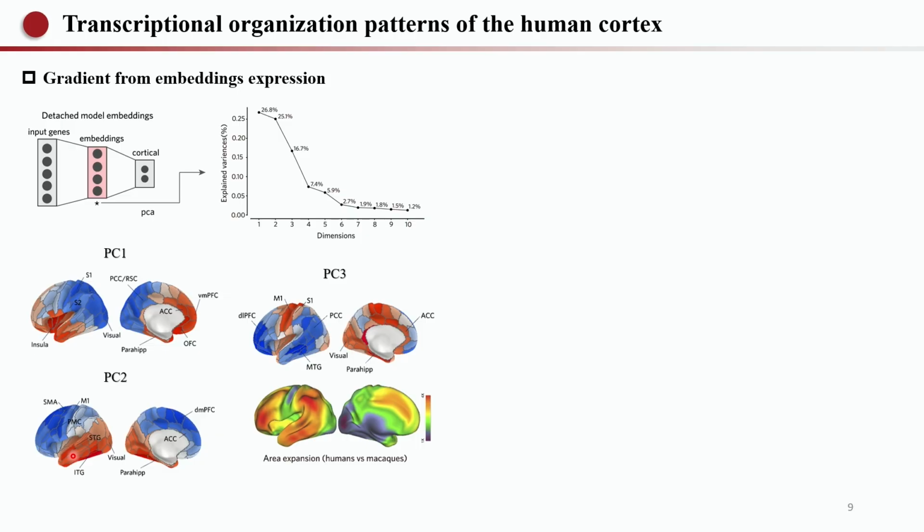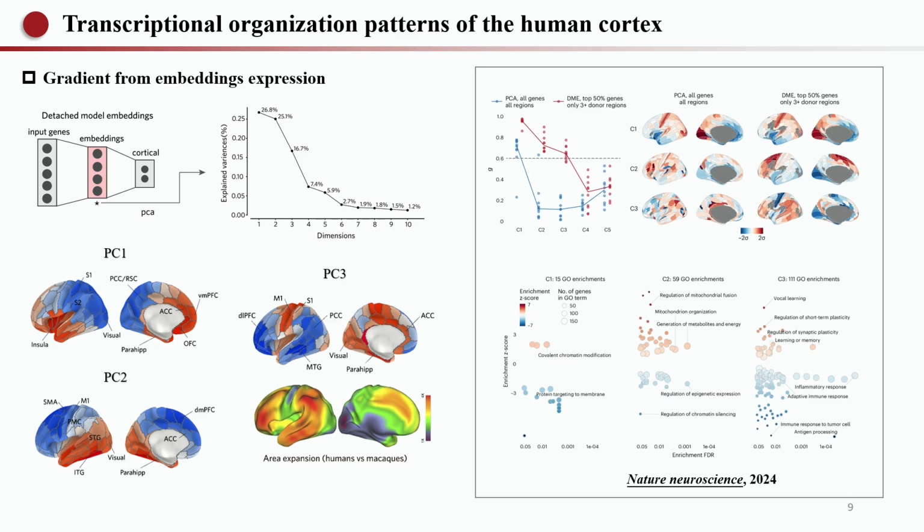lobe. And interestingly, PC3, we find, is a transition from visual and sensorimotor to higher-order association regions. Its spatial distribution aligns with known human-macaque brain expansion patterns, suggesting an evolution-related transcriptional gradient. We also find our gradient is similar to recently published articles by Dear et al.